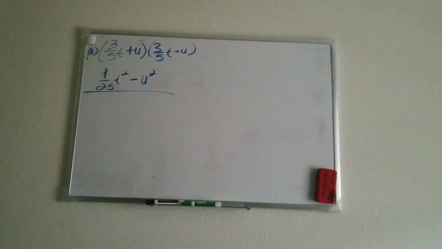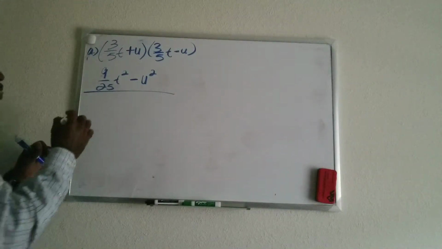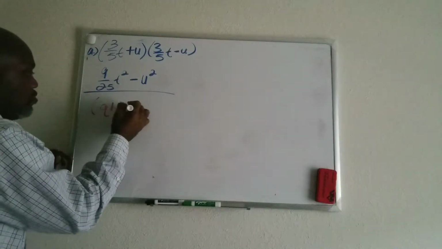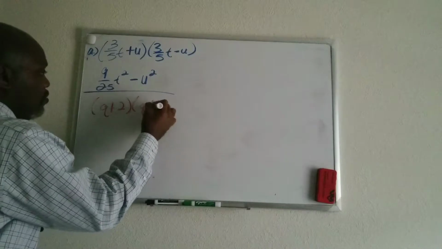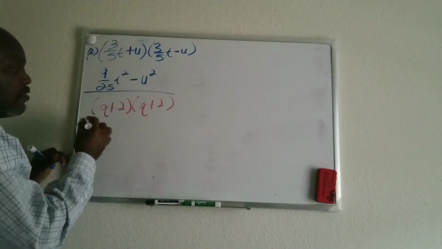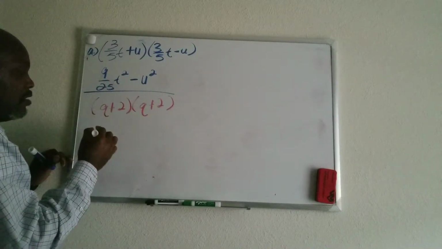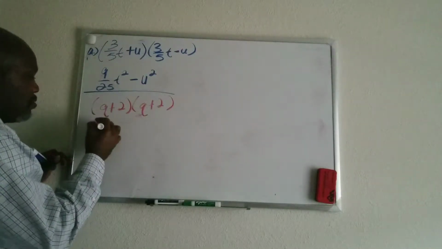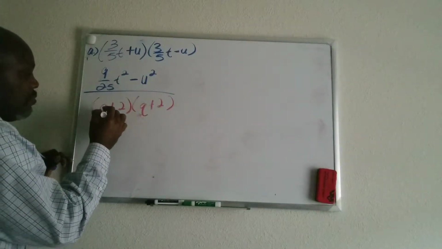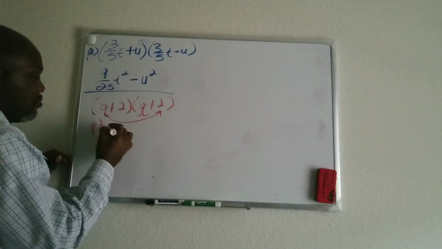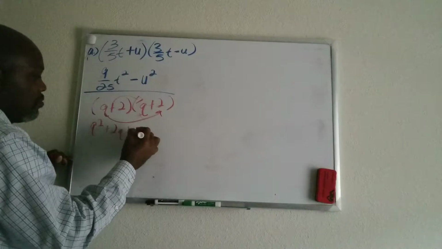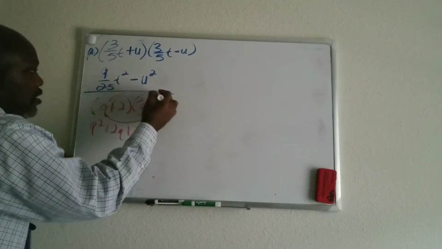If we needed to expand it, in the sense of, if I said q plus 2 times q plus 2, we can still do the same FOIL method. The FOIL method would say first, outer, inner, last.